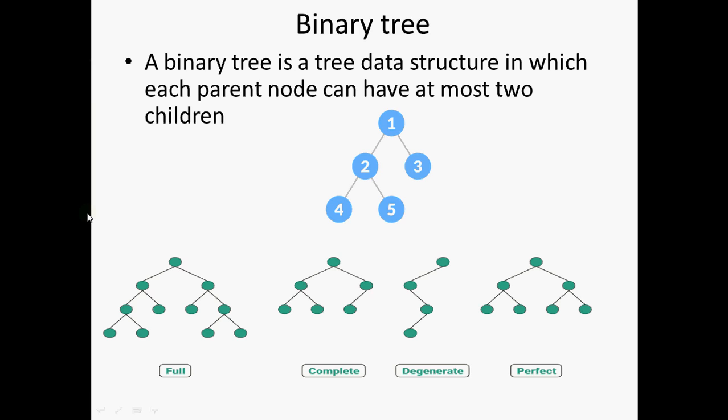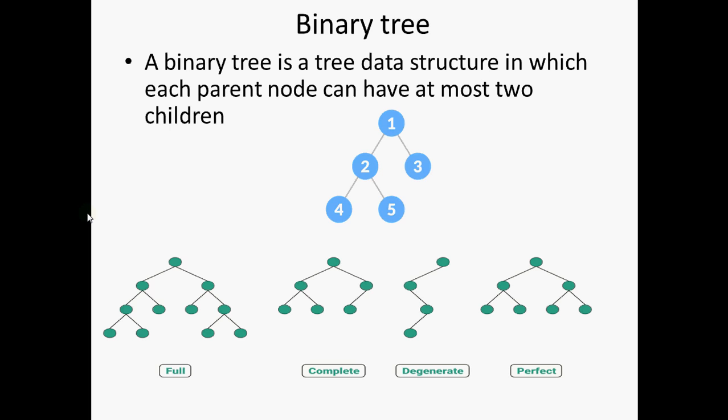A binary tree is a tree data structure in which each parent node can have at most two children. There are a number of nodes in a tree. Some are internal nodes, and one of these is the root node. All internal or parent nodes can have maximally two children, so either one child, or two children, or no child.